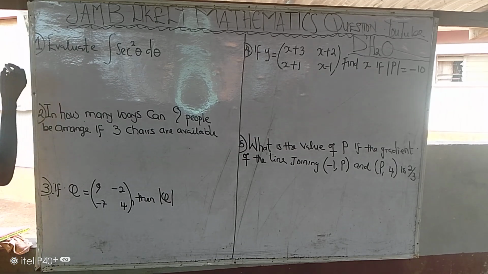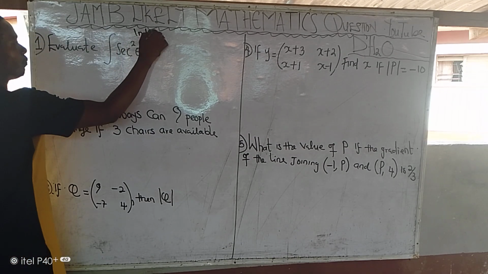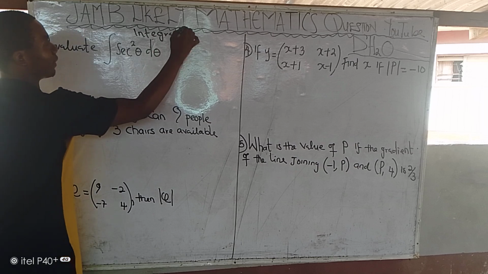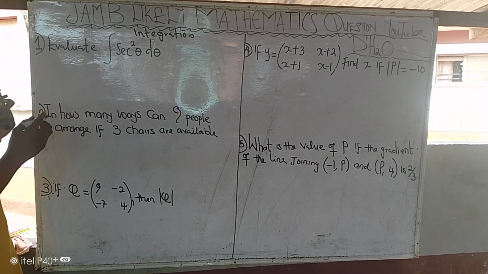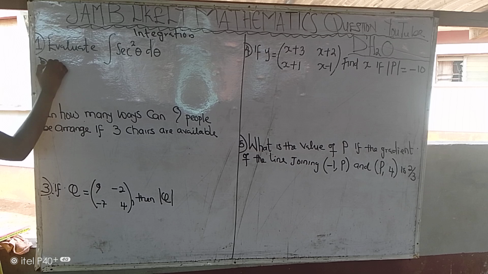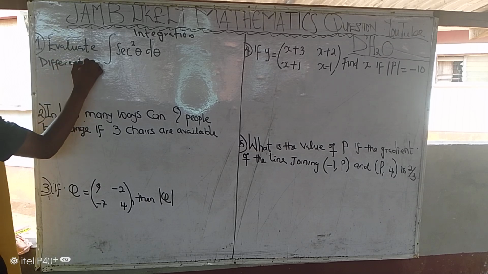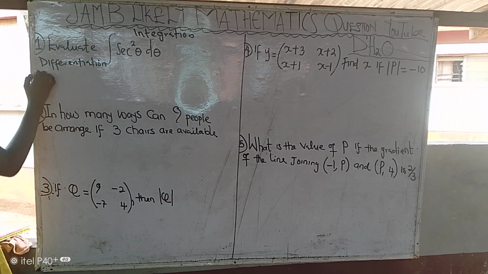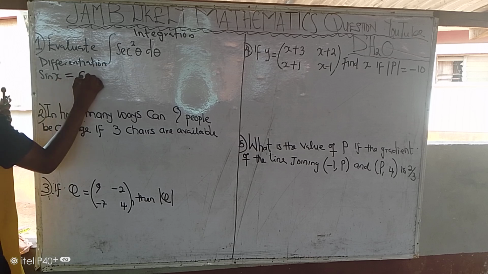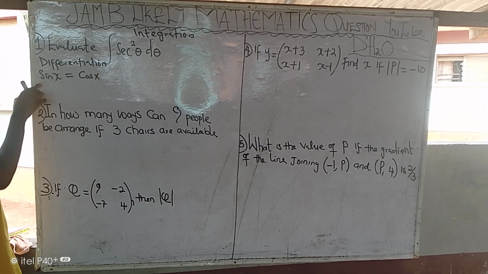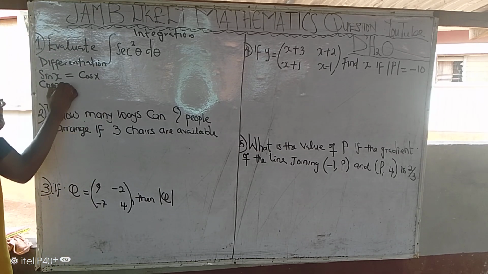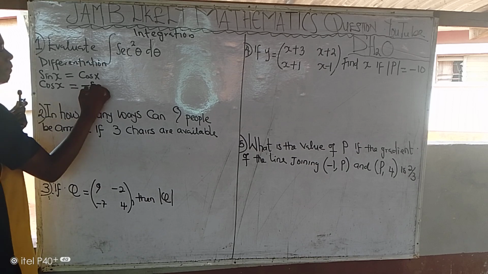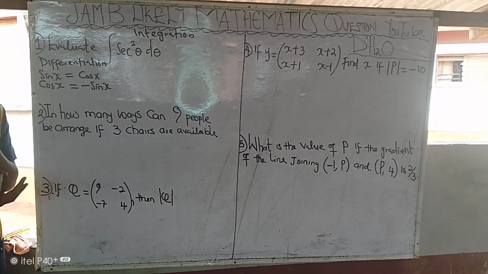The first question is a topic under integration. Remember that integration is the opposite of what? Differentiation. And also, please take note of this. In differentiation, if you have sine x, by the time you differentiate sine x, it will give you cos x. The differential value of sine x is what? Cos x. And if you have cos x, the differential value will be what? Minus sine x. You don't have to stress yourself.